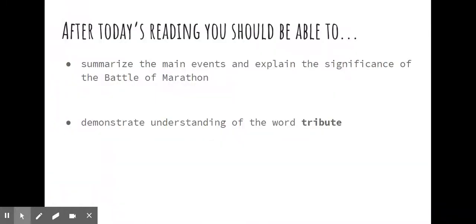So today we're going to talk about a battle that was fought between these 2 empires. So after today's reading, you should be able to summarize the main events and explain the significance of the Battle of Marathon, and also demonstrate understanding of the word tribute.